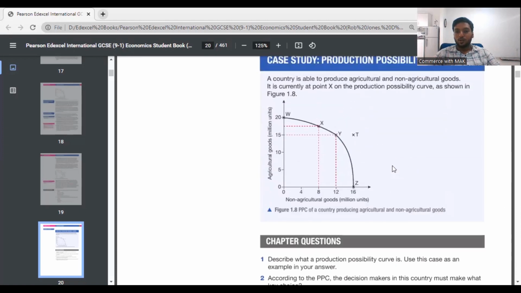So if they are going to move from X to Y, what they're asking is what would happen. So you should be able to show. Here I can consider it as 18 or 17 most probably. If they are going to reduce from 17 to 15, they are going to gain 4 million non-agricultural goods. So you can say that losing two agricultural goods will increase the non-agricultural goods by 4 million. That's what they are trying to ask. They didn't ask for the exact opportunity cost.